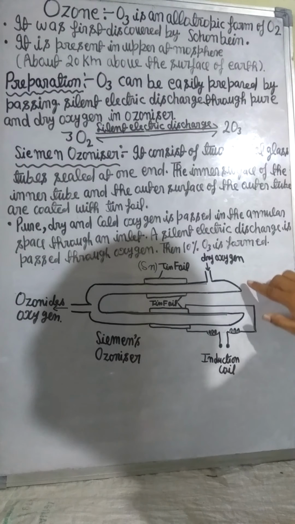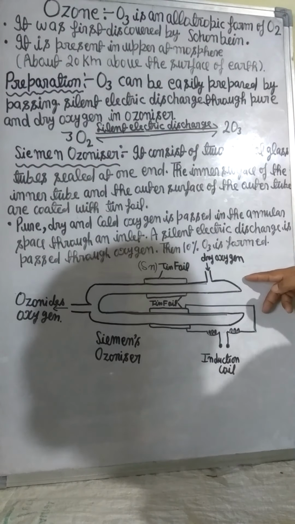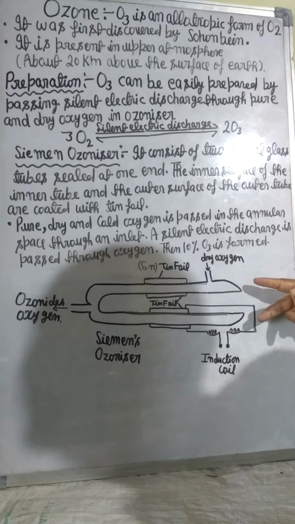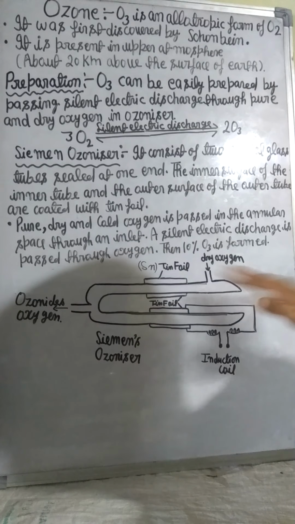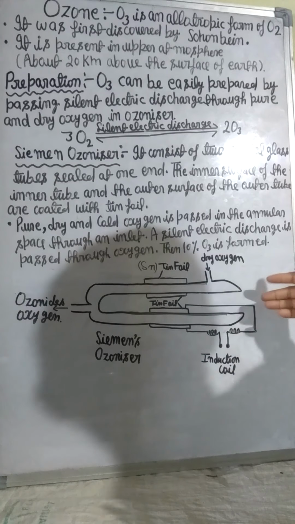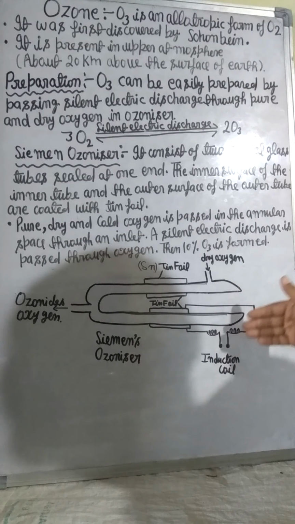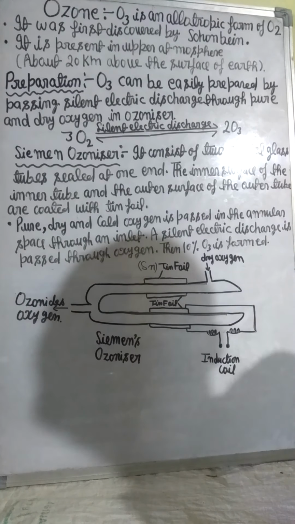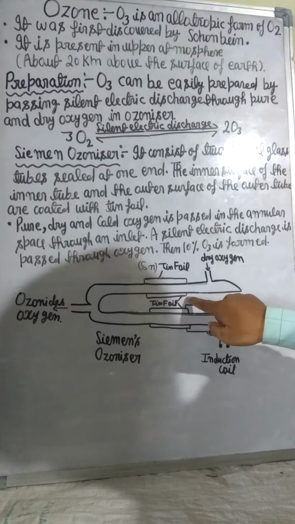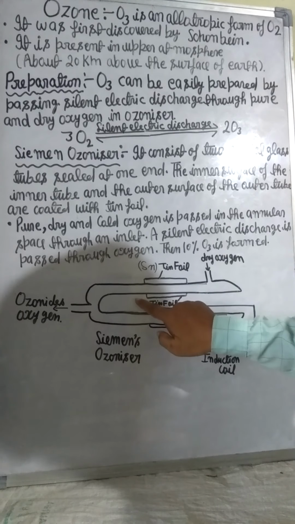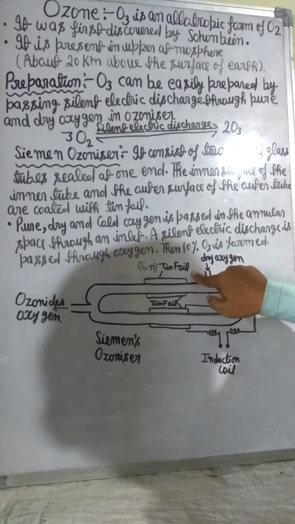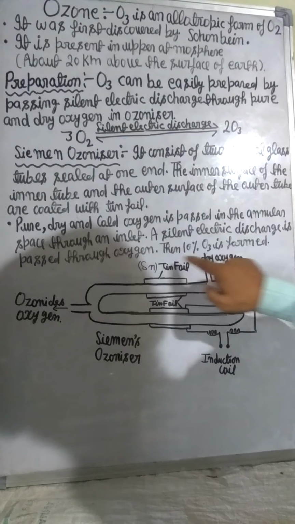It consists of two coaxial glass tubes, first glass tube and second glass tube, sealed at one end. Dear student, the Siemens ozonizer consists of two coaxial glass tubes sealed at one end. After this, the inner surface of the inner tube and the outer surface of the outer tube are coated with tin foil.